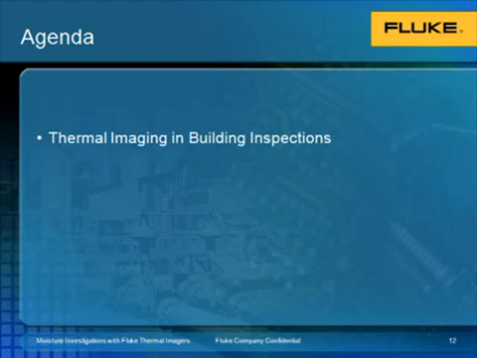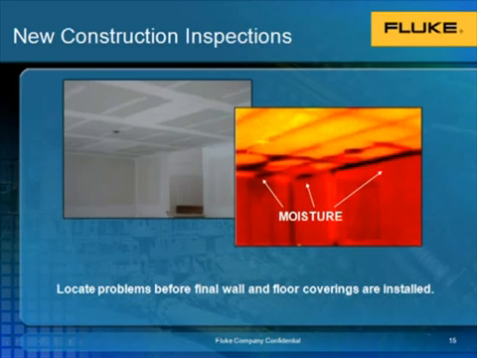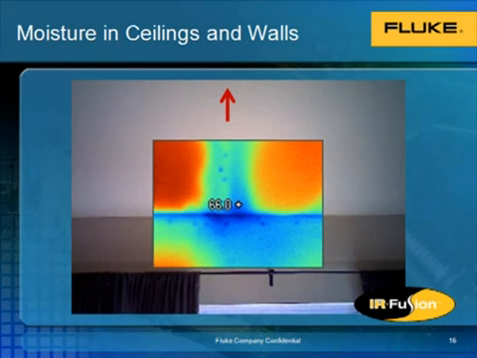Now that we understand how the technology works, let's take a look at some of the common issues you'll likely come across when performing a building inspection. Here we see an example of where thermal imaging can be used in new construction. In the ceiling we see several areas where moisture is hiding. If the moisture is not allowed to dry before coverings are applied, there can be major issues down the road, including mold.